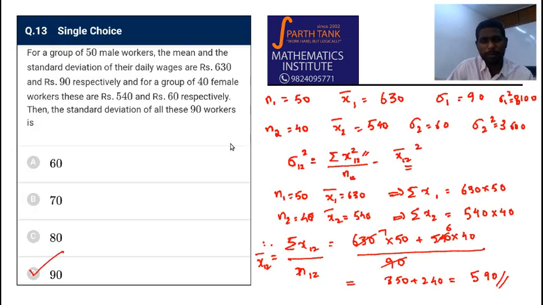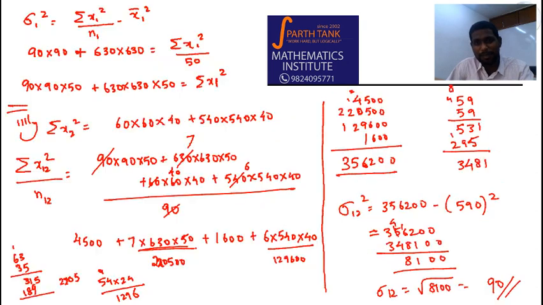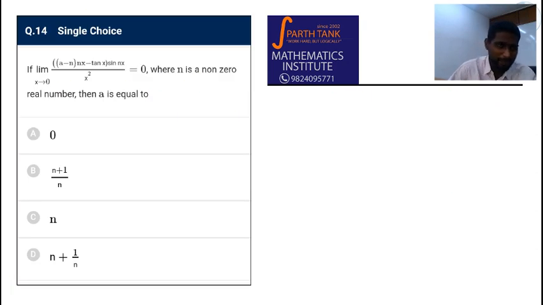So very simple problem, though the calculations are a bit messy with all the crazy numbers that they have given us. Let's move on to question number 14. The limit as x tends to 0 of (a minus n into nx minus tan x) times sin nx by x squared is equal to 0, where n is a non-zero real number. Then a is equal to... so n is non-zero, we have to find what is a.